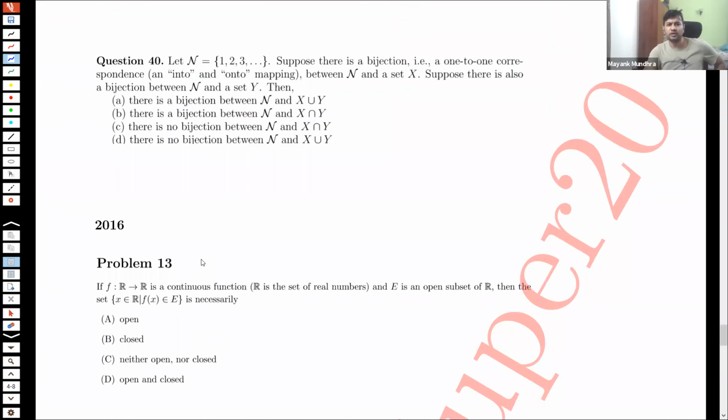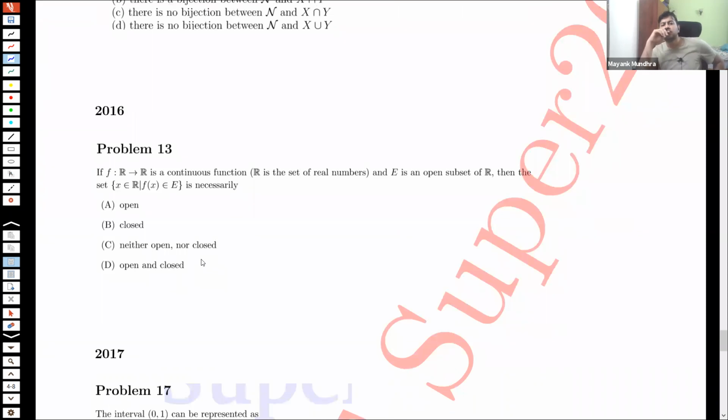Problem 13. If a continuous function is defined on an open subset of R, then the set is necessarily... So I was able to do this question.